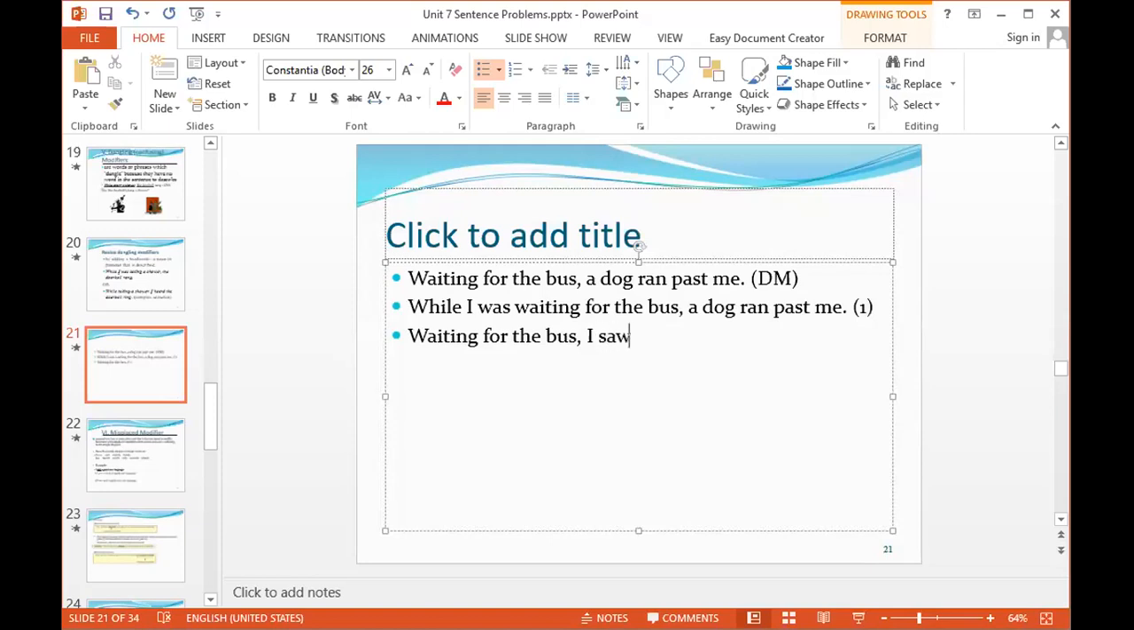I saw a dog ran past me. Okay, this is the correct one. So you can add a subject, add a verb, so that there is a clear subject like that. You see the way to correct the dangling modifier. Another one. Okay, one more example.